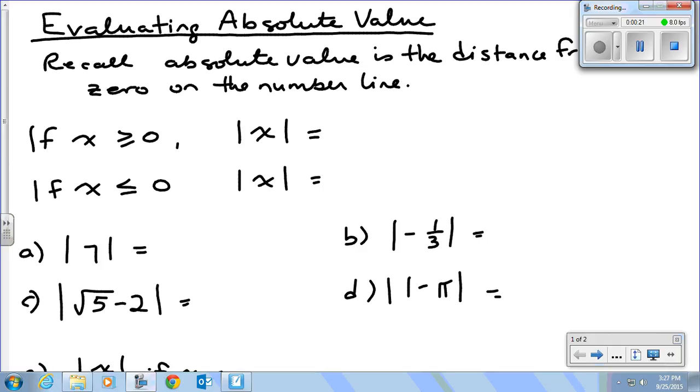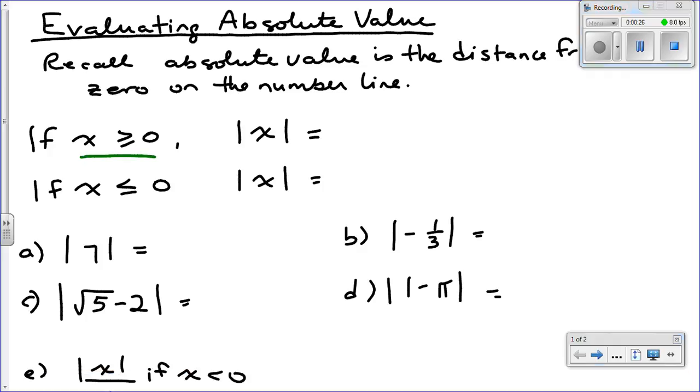So remember what happens if x is a positive number. If x is greater than or equal to 0, then the absolute value of x doesn't change it at all. It's still the same value, so we can just drop the absolute value bars and we're left with x.